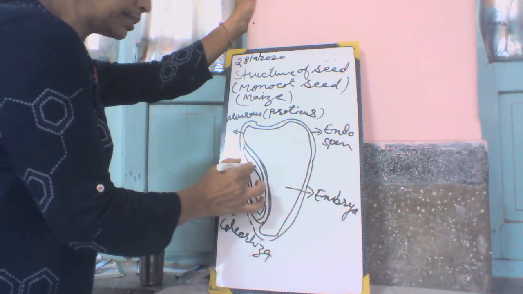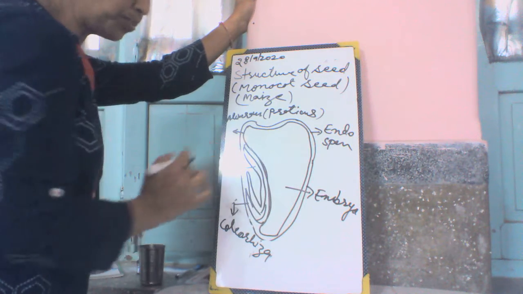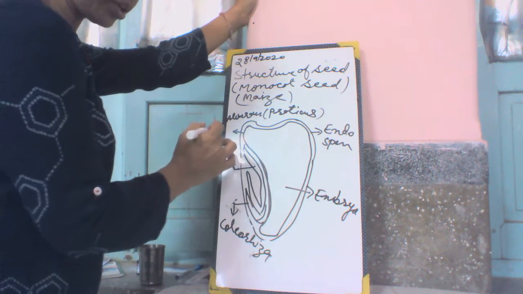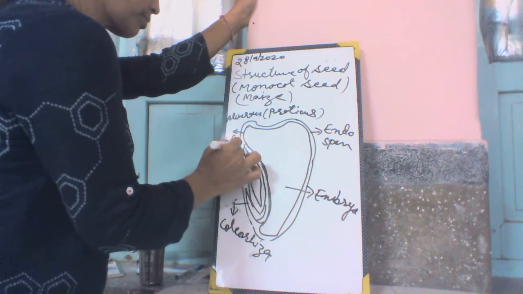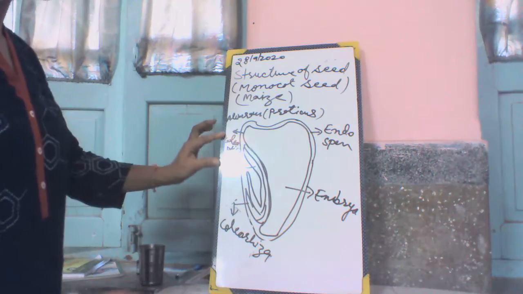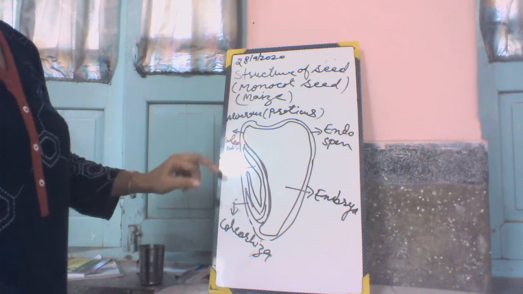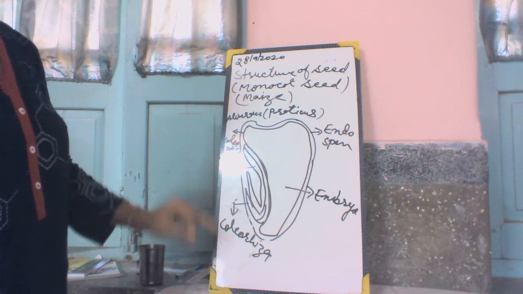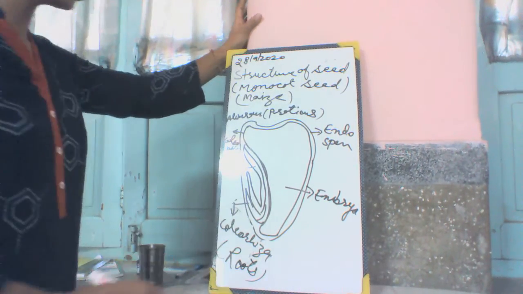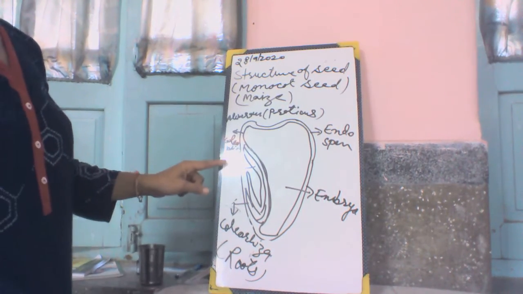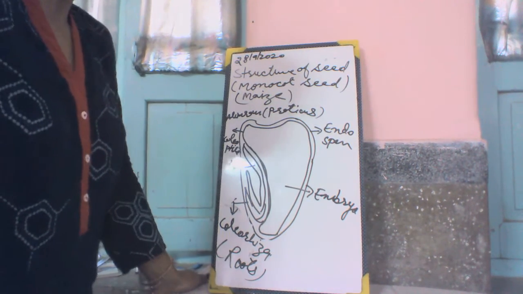Then here is one more sheath which protects the plumule, and it is known as coleoptile. It gives rise to the shoot system. The coleorhiza develops into the root system and the coleoptile develops into the shoot system.